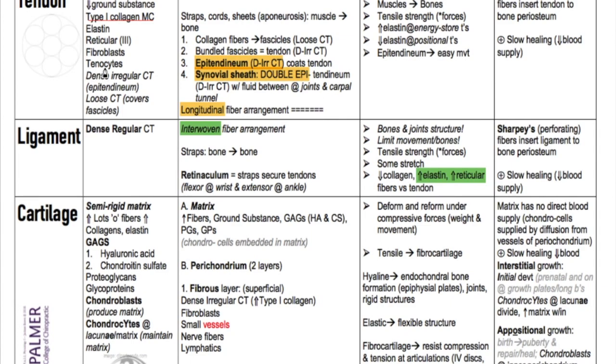Tenocytes, anytime you see the word cyte, it means cell. Tendon. So you have tendon cells. They're a unique thing to a tendon. And you'll have, depending where in the arrangement, you'll have dense, irregular connective tissue coating each tendon as the epitendinium. And you'll have some loose connective tissue around the individual fascicles, okay?